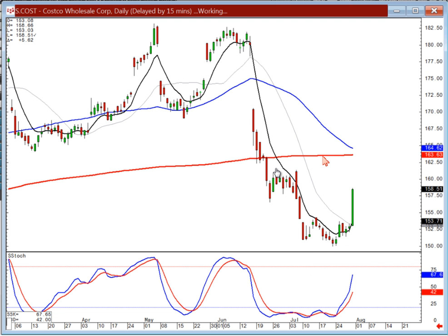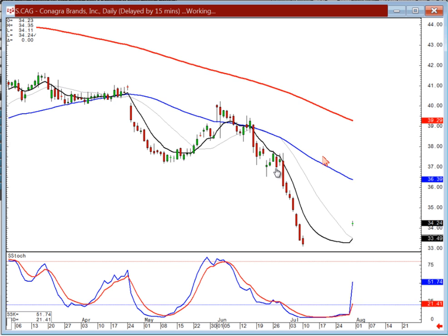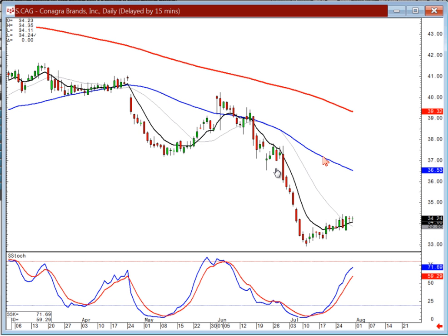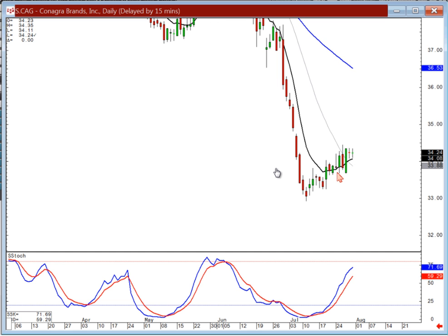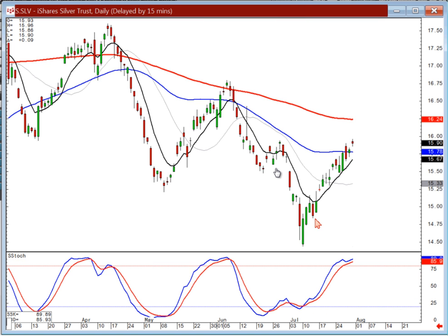Costco, good little breakout. I would anticipate the target right now is the 200-day moving average. ConAgra, just stay long, but notice you're kind of losing steam. It should not close back below the T-line. As a matter of fact, when you're starting to lose steam, I wouldn't even want to see it trade back below the T-line at this point. Silver, stay long.